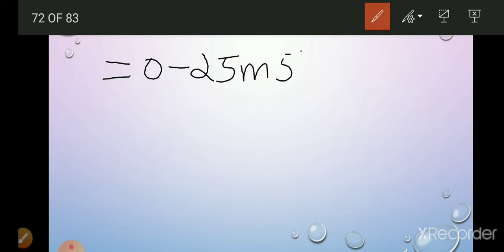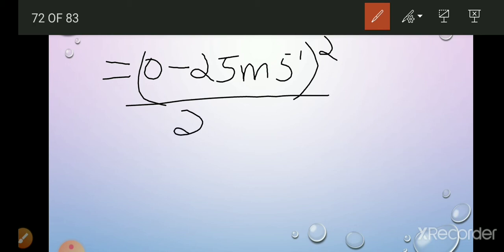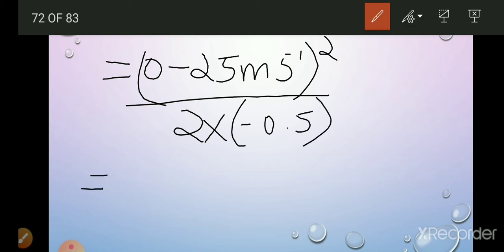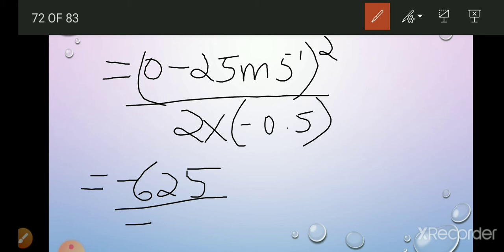whole square, okay, divided by 2 into acceleration, which is minus 0.5. So 25 square is 625, minus 625 divided by minus 0.5 into 2, which is minus 1. So S is equal to 625 meter, and that is the answer.